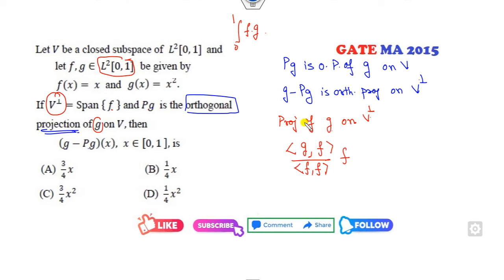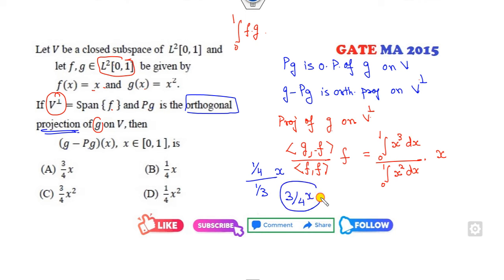Fine. Now what is the right answer? In the numerator part, the domain is 0 to 1 of F into G. So it's x cubed dx, divided by F into F, which is x squared; F will be my sin x. So what is the answer of this? The integral of x to the fourth is 1 over 4, and x cubed gives 1 over 3 into x. So the right answer is 3 over 4 into x.